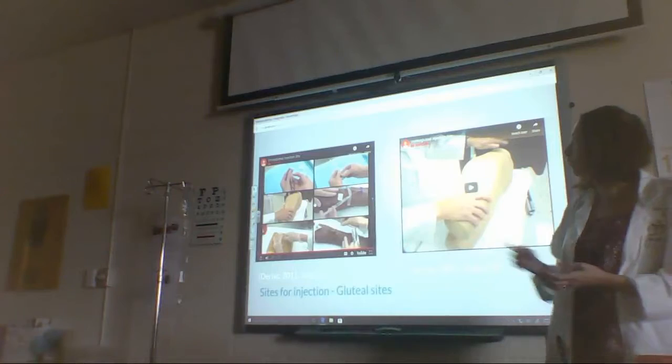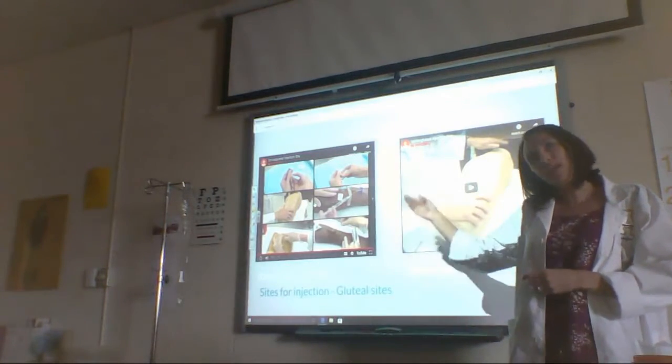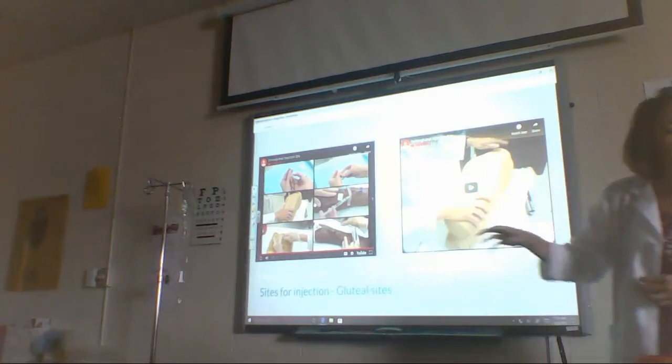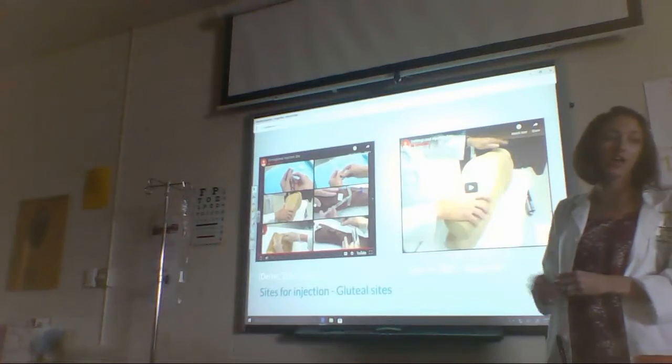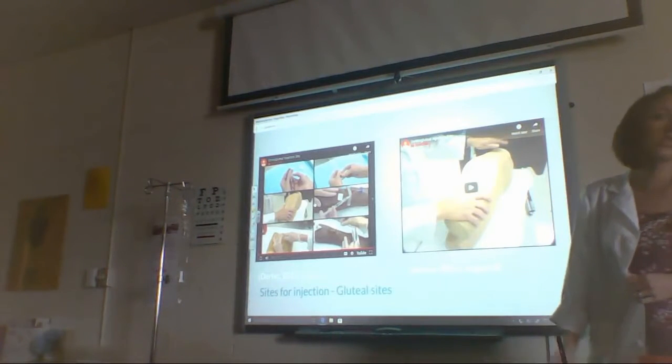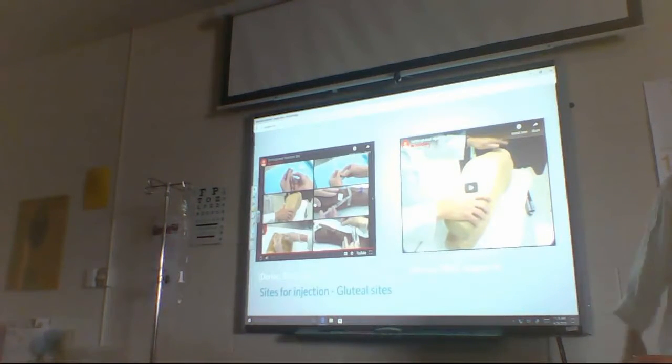So dorsal gluteal, you can use it, but it's not the preferred area anymore, but we'll still go over it because it is actually a great site to do the Z-track, and I think the book actually recommends that that's where you place your Z-track because it is so deep.